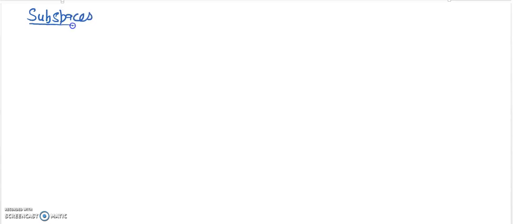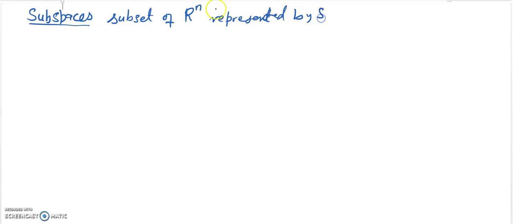In this tutorial I will talk about subspaces. A subspace is a subset of Rn, in n component set of vectors. It is a subset of Rn and it is represented by S.